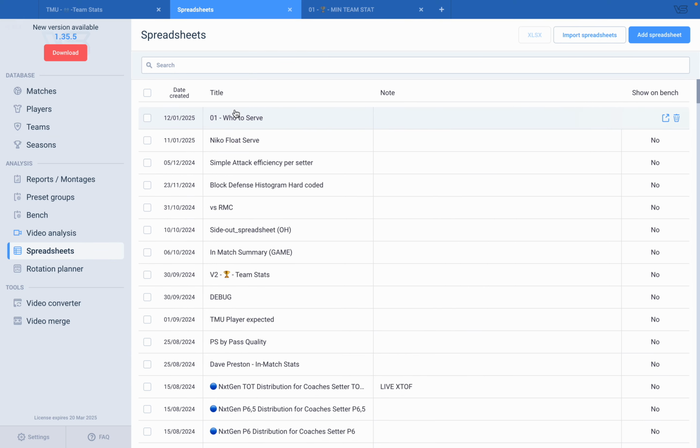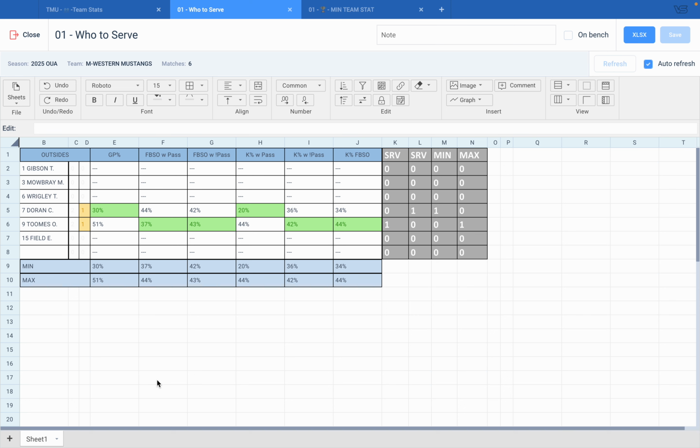And I studied this one, which is who to serve. And what I try to do is put all this information together, right? Which is what is a good pass percentage? What is the first ball set out when that person passes? What is the first ball set out when that person doesn't pass? What is the kill percentage on first ball set out when he passes? And so on and so on and so on.